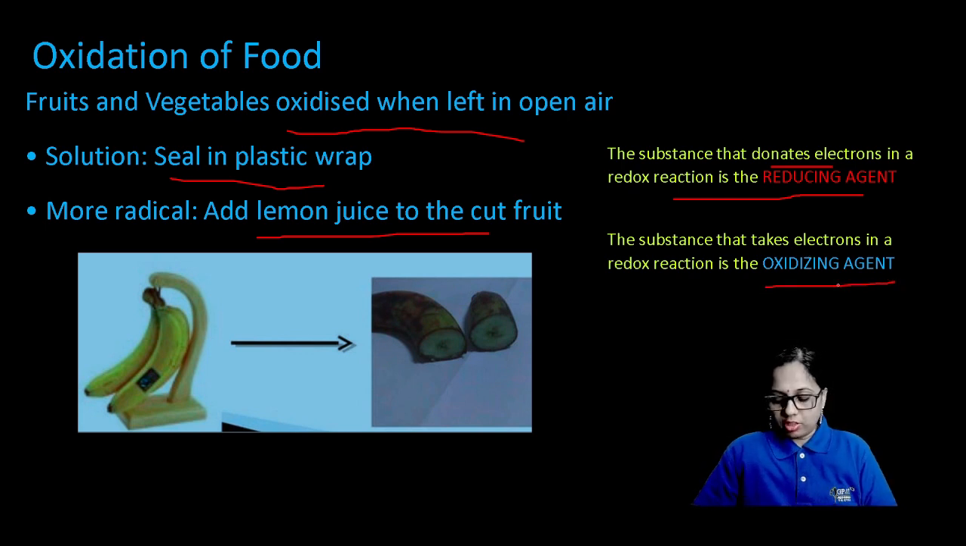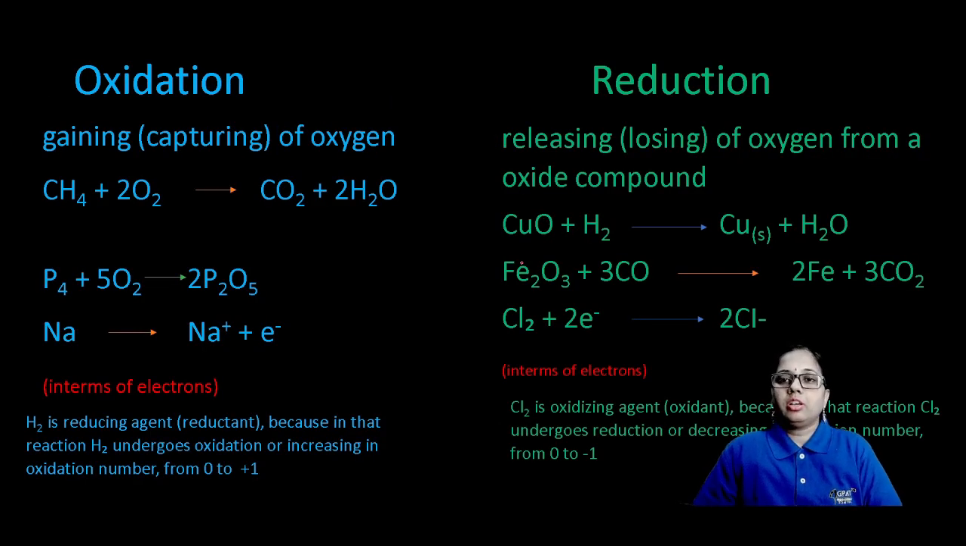Okay, so in this way we can define what is an oxidizing agent and what is a reducing agent. Clearly, if you see chemical reaction examples of oxidation and reduction: oxidation is gaining of oxygen, oxy means taking oxygen. So methane, CH4 plus 2 oxygen molecules, then CO2 and water are generated. Similarly, phosphorus is oxidized and phosphorus pentoxide is formed.